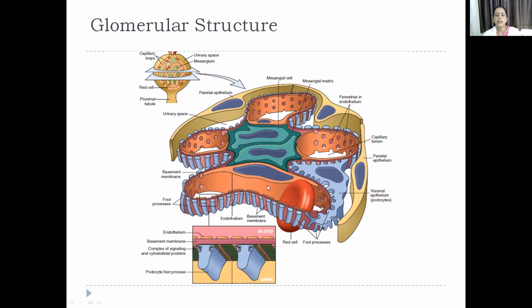Then the second one is the basement membrane. So this is the basement membrane. So here we have the basement membrane. The central part of the basement membrane is the electron dense layer, and then the inner part and the outer part are called the lamina rara interna and the lamina rara externa, which are relatively electron lucent. So this is the structure of the basement membrane.